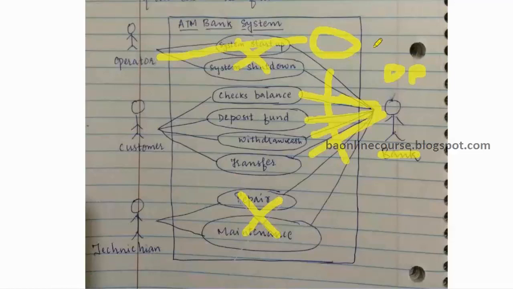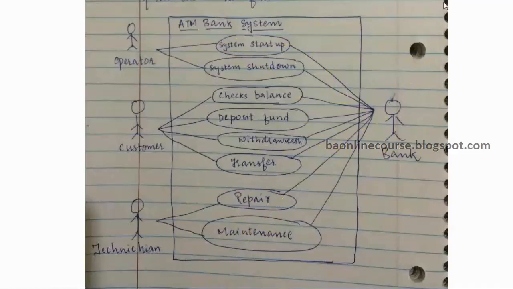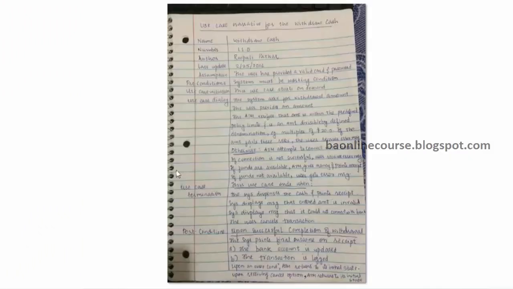Yeah. And the next thing I have mentioned is the use case narrative for just the withdraw cash. I did not mention all, but only one use case. So the name is withdraw cash. You have given a number, author, then assumptions. The user has provided a valid card and password. Okay, you have a PIN number and card. Precondition, system would be in working condition. Use case initiation.